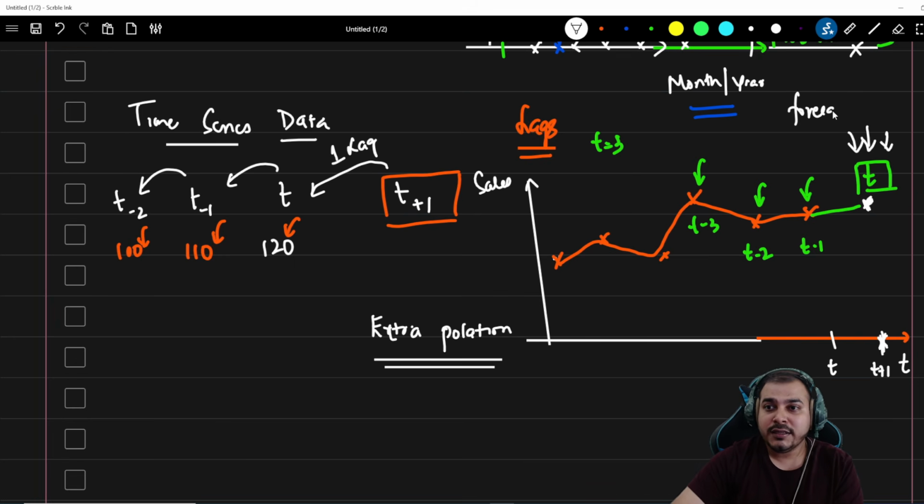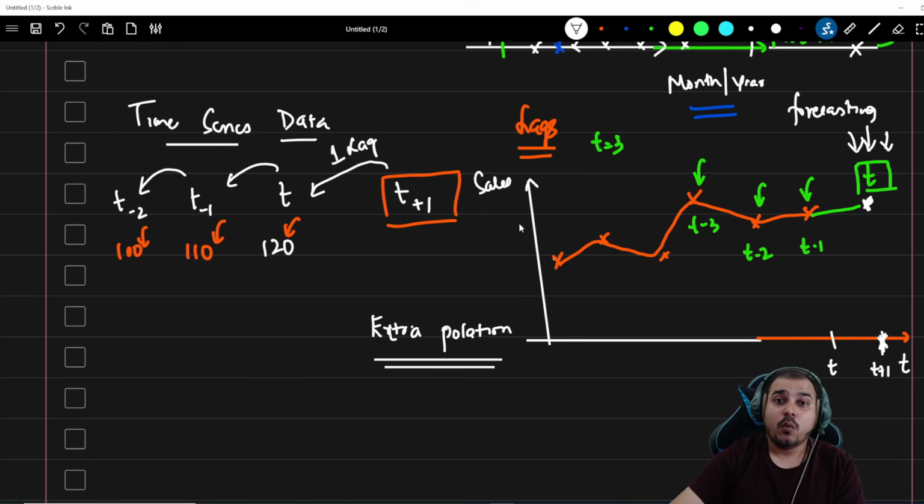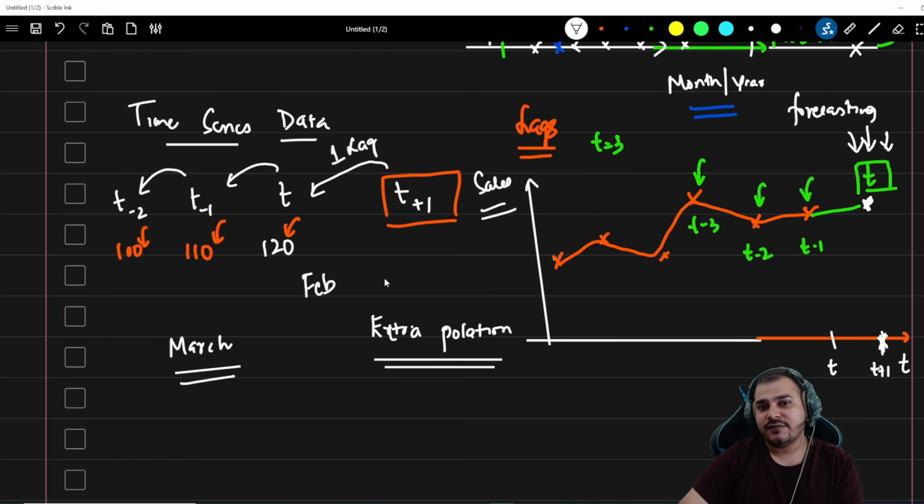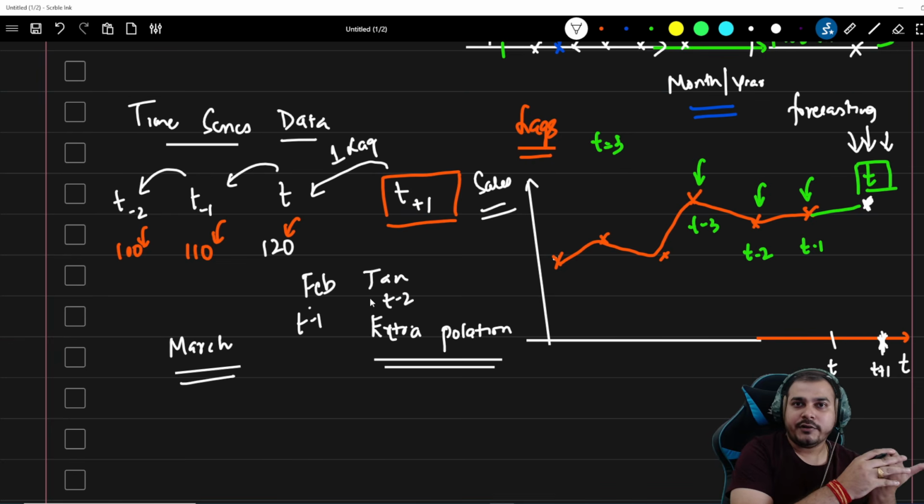In forecasting time, I'm trying to find out what exactly the sales of that specific AC will be at this timestamp, right? I'll definitely not be dependent on the previous timestamp. Let's say I want to find out what the sales may be in March. I'll be dependent on my T minus 1 time lag, that is February, or January. Suppose this is my T minus 1, this is my T minus 2. So I'll be dependent on the previous two months of data, right?